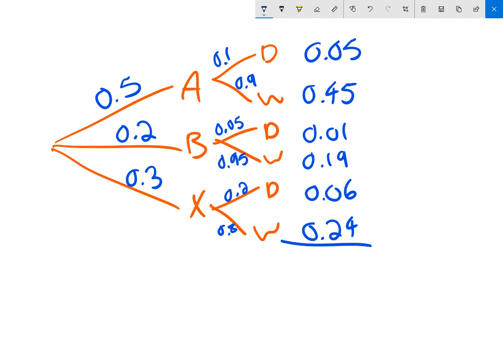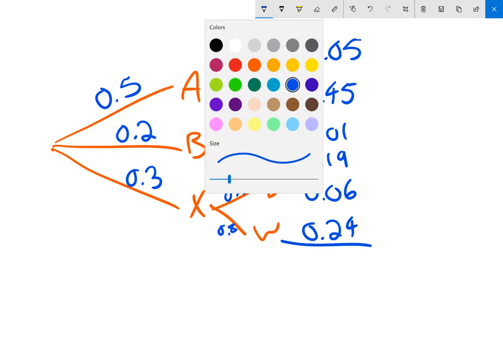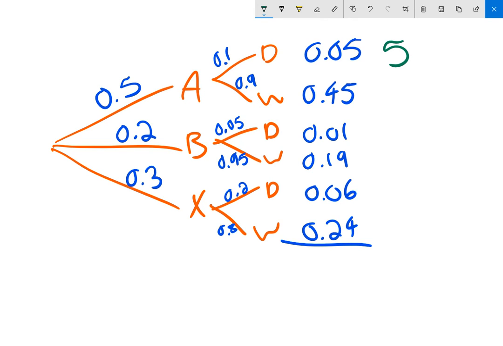You'll notice that if you add these together, that's 0.5. If you add these together, it's 0.2. If you add these together, it's 0.3, which, no coincidence, matches the numbers over there. Now think of it like this: instead of thinking of it as probabilities, imagine that these are actual CDs out of 100. That might make this easier to understand. So think of this as 5 CDs, 45 CDs, 1 CD, 19 CDs, 6 CDs, and 24 CDs.